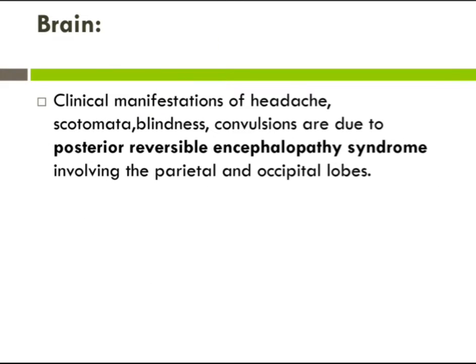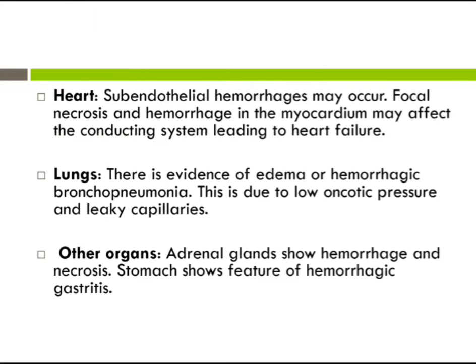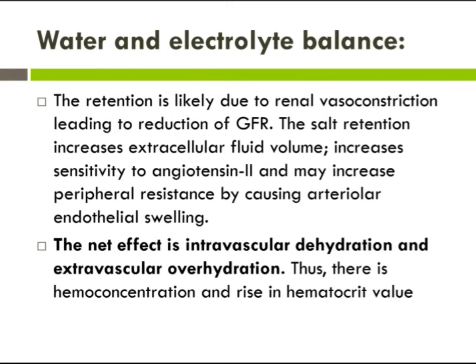Brain. Clinical manifestations of headaches, scotomata, blindness, convulsions are due to posterior reversible encephalopathy syndrome involving the parietal and occipital lobes. Heart. Subendothelial hemorrhages may occur. Focal necrosis and hemorrhage in the myocardium may affect the conducting system, leading to heart failure. Lungs. There is evidence of edema or hemorrhagic bronchopneumonia. This is due to low oncotic pressure and leaky capillaries. Other organs such as the adrenal glands show hemorrhage and necrosis. Stomach shows features of hemorrhagic gastritis.